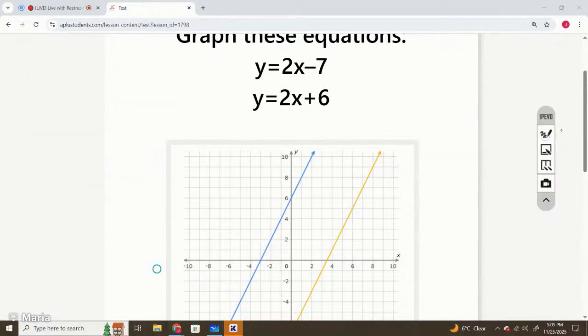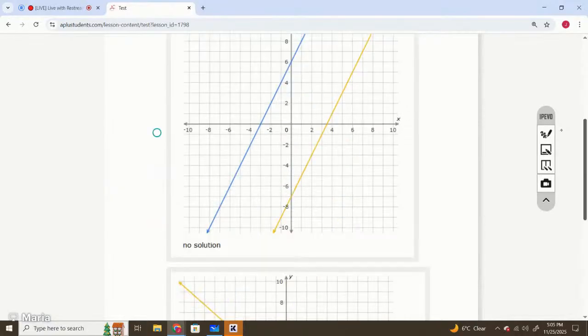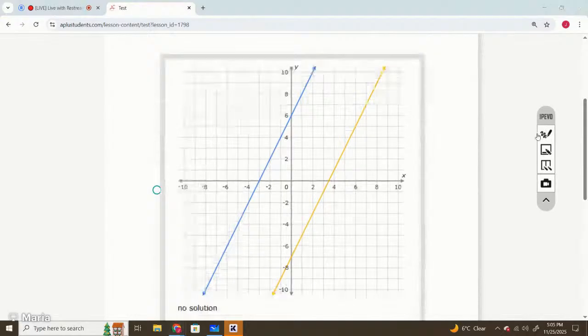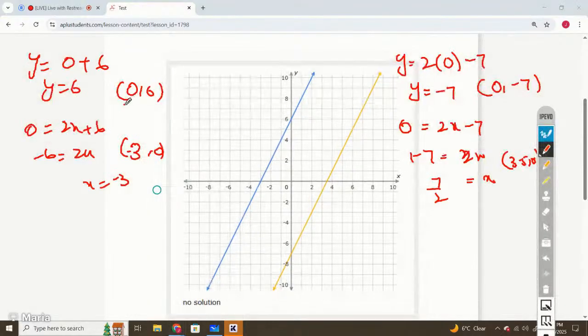So let's just see which is the correct option. I think this is the correct option. See, x is 0, y is 6. Here is 0, 6. X is negative 3, y is 0. This is for the equation true. Now look at the first one. X is 0, y is negative 7. Negative 3.5 and 0. See, that is exactly the midway between negative 2 and negative 4. So the correct option is option number 1.